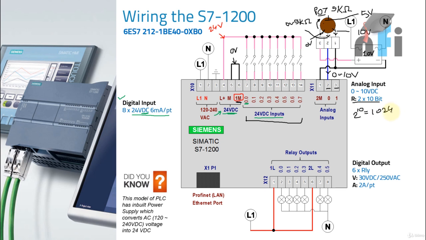1024. So if my input is 0 volt, let me write the range. Let's write 3 ranges: 0, 5, 10 volt. If my input is 0 volt, my conversion bit will be 0. If my input is 10 volt to my PLC, it will be 1023. But if my input is 5 volt in between, it will be approximately half of it. So if your wiper is somewhere in between, you will have proportional bits in your PLC. So this analog input will tell you the position of your wiper.